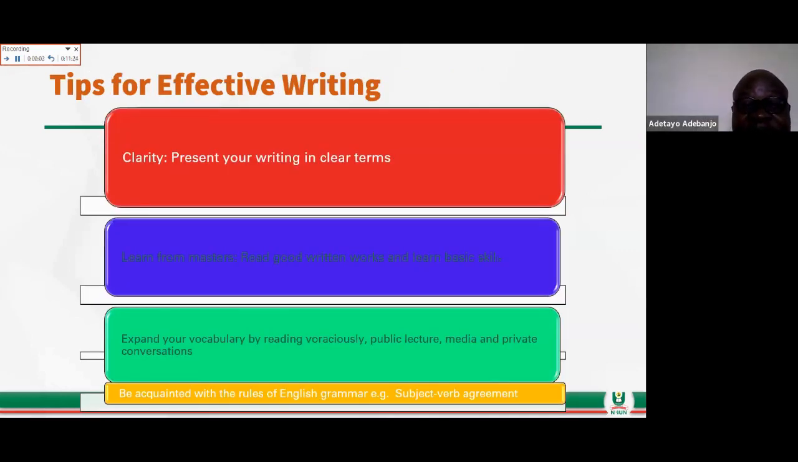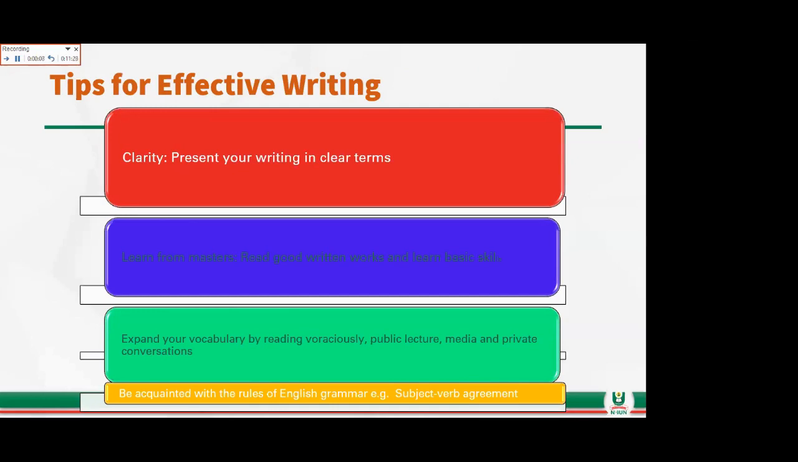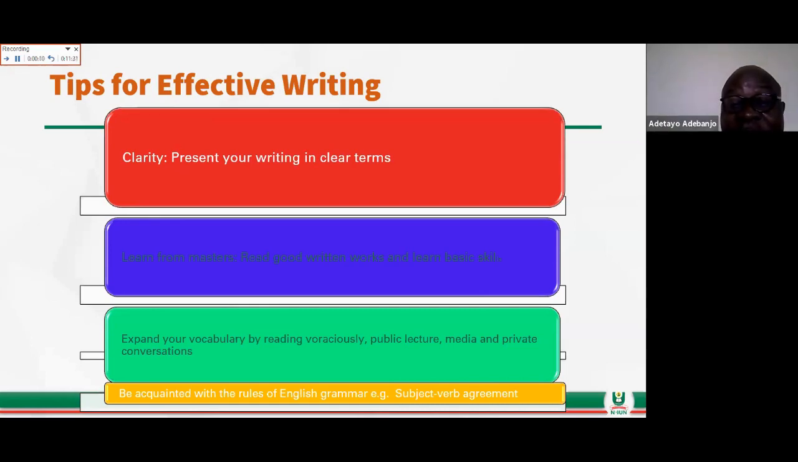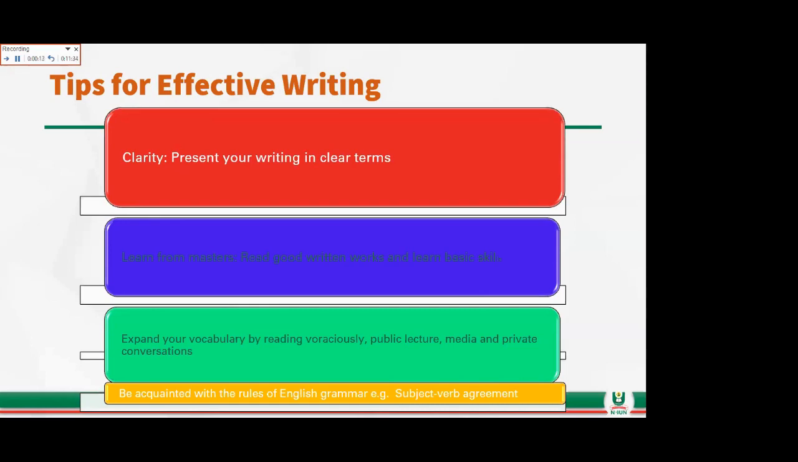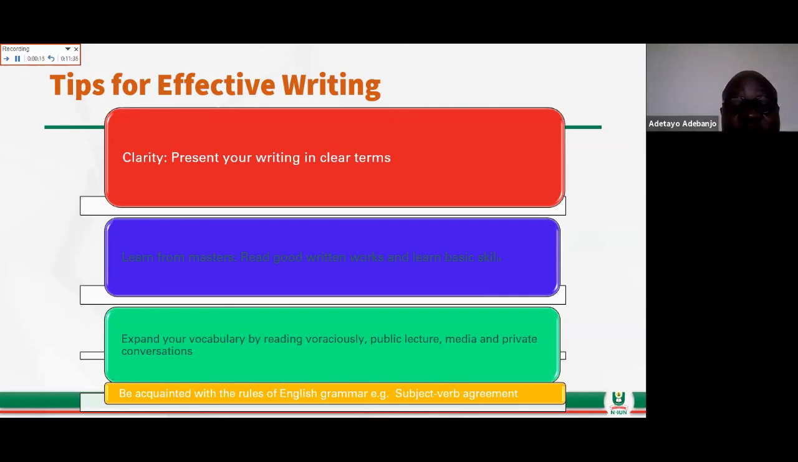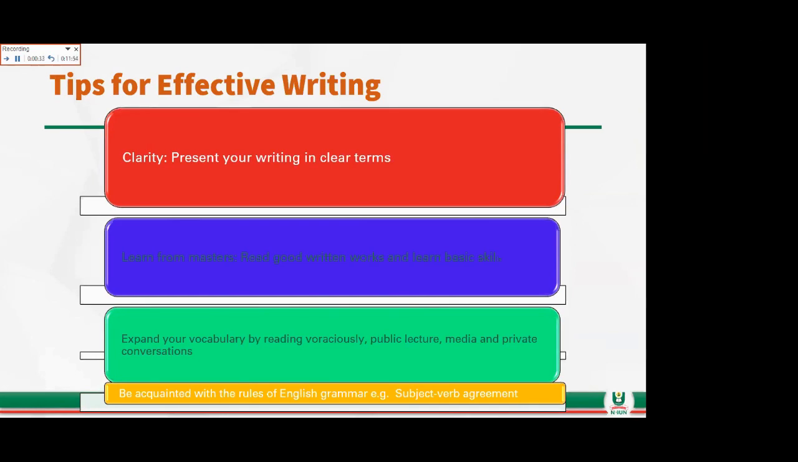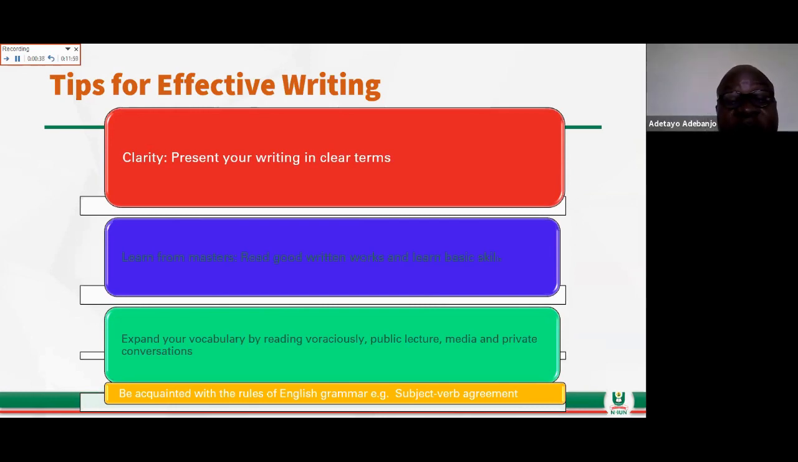Now, when you want to write, I've been saying it. When you write, make sure your writing is clear enough. Write in clear terms, where people can say, okay, this is what he's saying, what he's writing. Then you learn from your masters. Read good writing works and learn basic skills. In secondary school or in our primary school in the olden days, I don't know how many of you have a 2D. When I went to primary school, we had 2D.